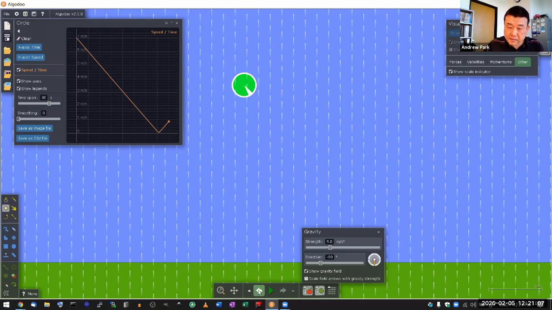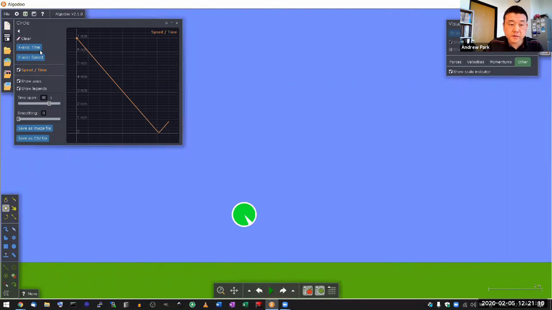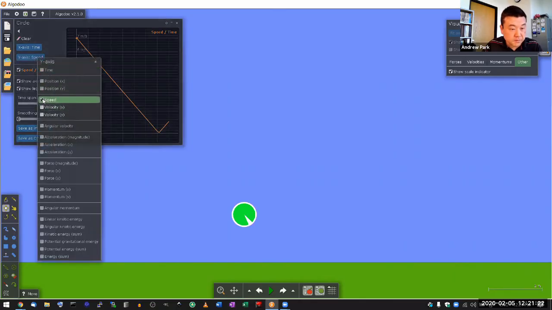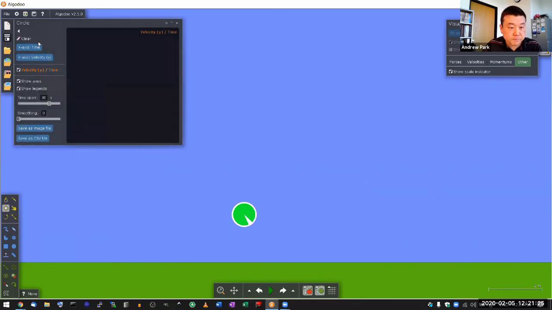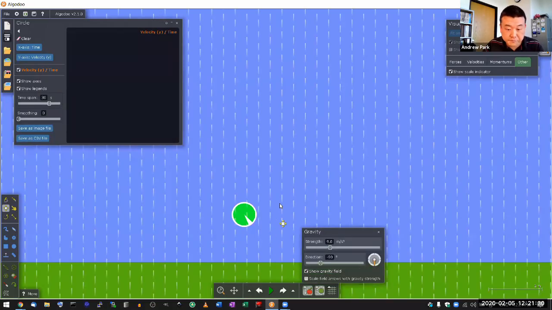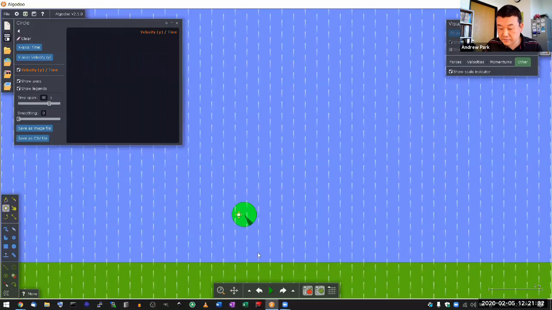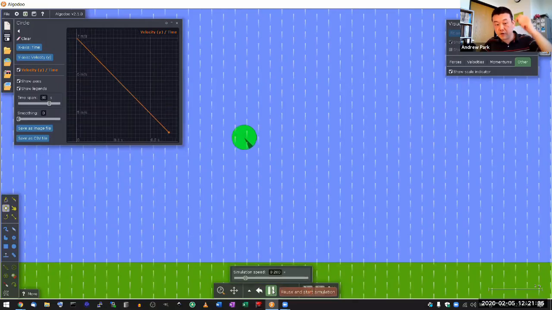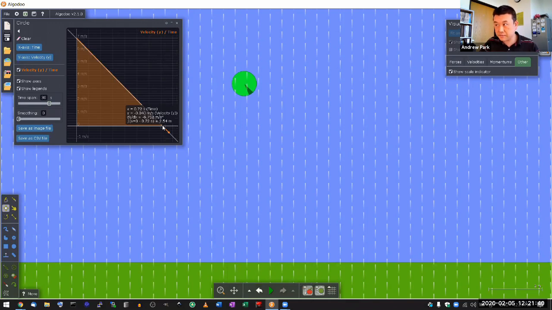I think a better way to look at it is to graph something slightly different, not speed, but velocity with positive and negative values. So let me make this a y component of velocity. And I guess I'll show the gravity field too. Let me just let it run and see what happens. As it goes up, it's slowing down. And when it's at the very top and reaches a zero velocity, it doesn't stay at zero velocity.